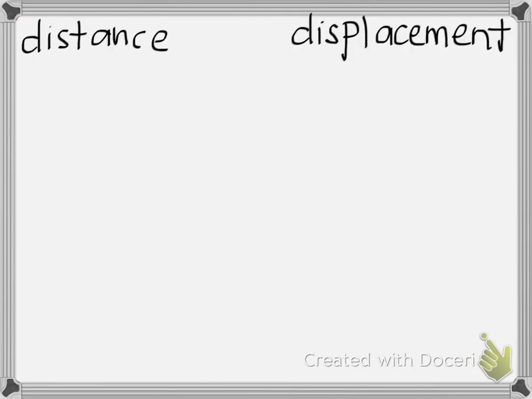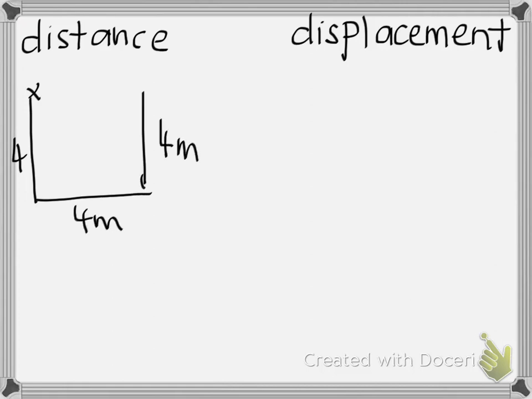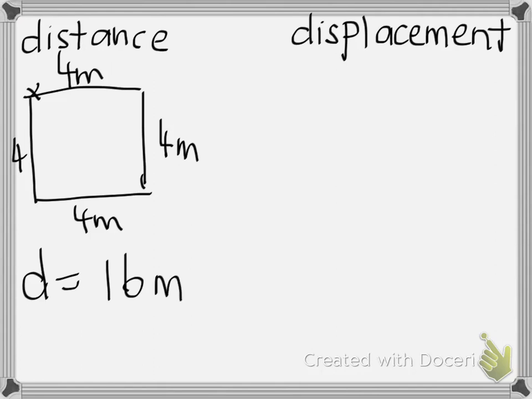Okay, so now if we look at the difference between distance and displacement. So distance measures the actual distance travelled. So for example, if I start at this cross, go down 4 meters, go across 4 meters, go up 4 meters, so just say I'm walking around the block, go back to my start point, another 4 meters, my total distance travelled is 16 meters.